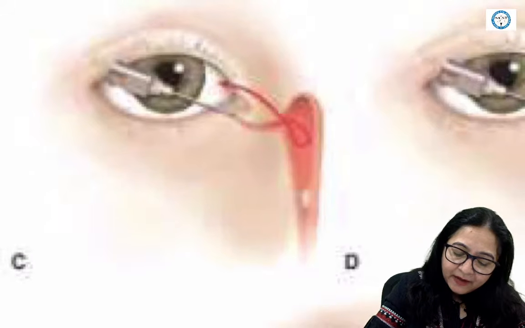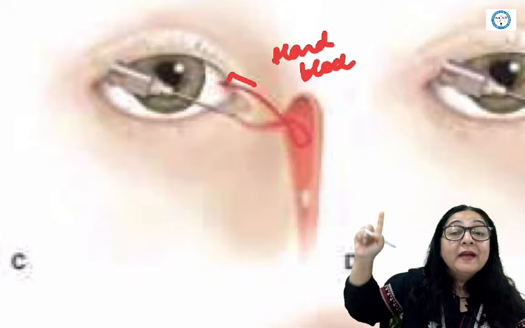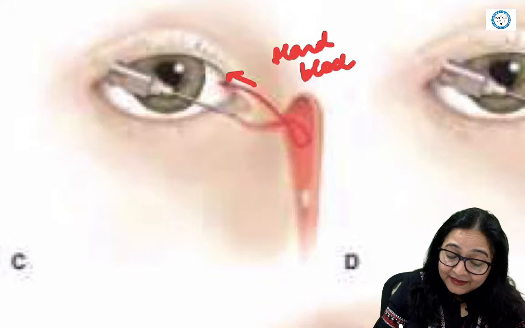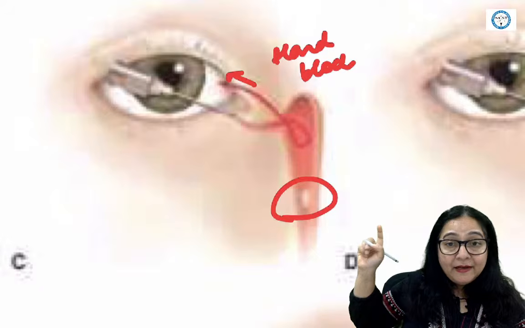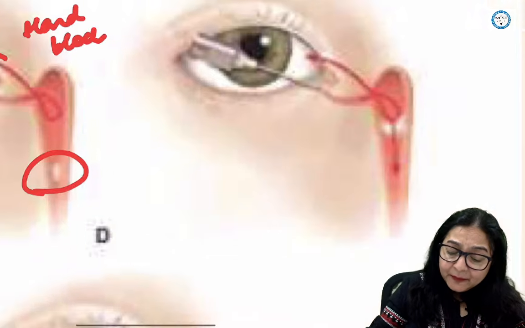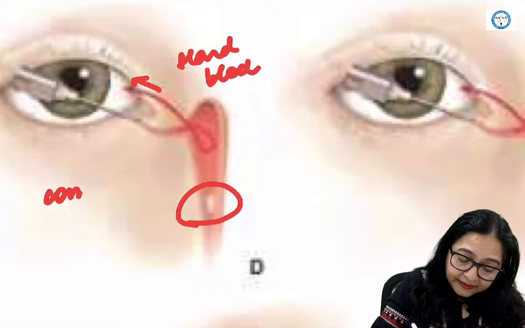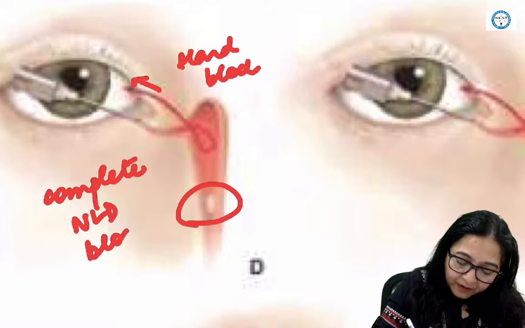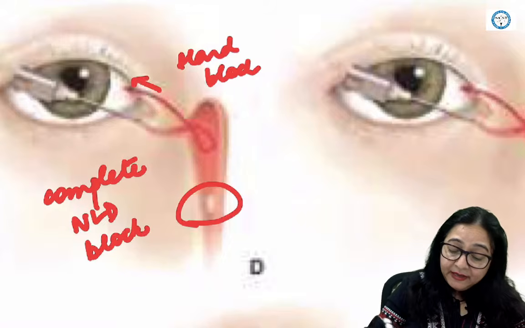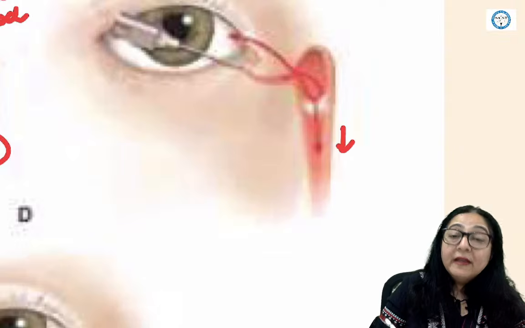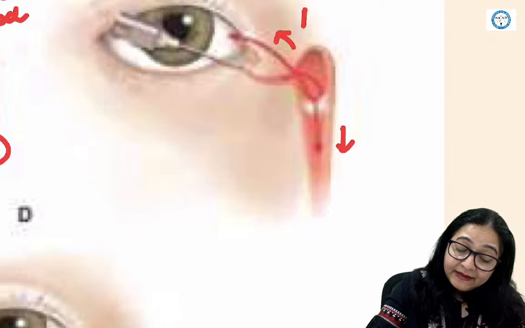here we go to the hard block, beta, first actually. The hard block, and the fluid is coming from the opposite punctum as we were discussing. So that indicates NLD block. And sometimes this is complete NLD block. Complete NLD block. Okay? And sometimes there is partial NLD block, in which some of the fluid goes and some of the fluid regurgitates, but that indicates partial NLD block.